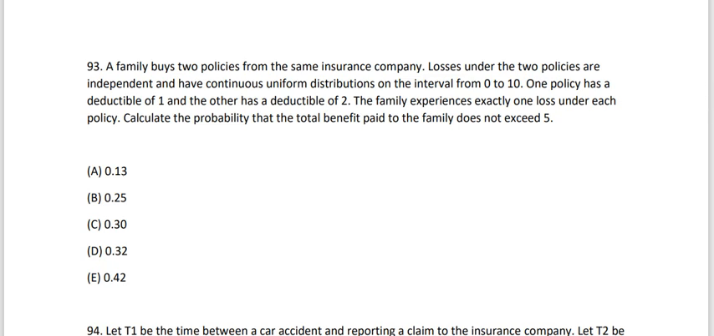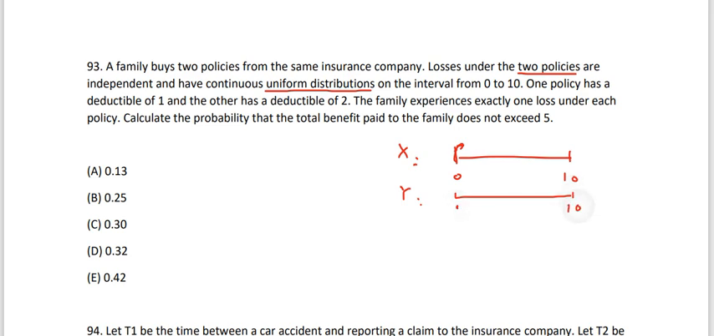So problem 93, we have two policies. They are independent and have uniform distribution between 0 to 10. So x is from 0 to 10, and y is also from 0 to 10.